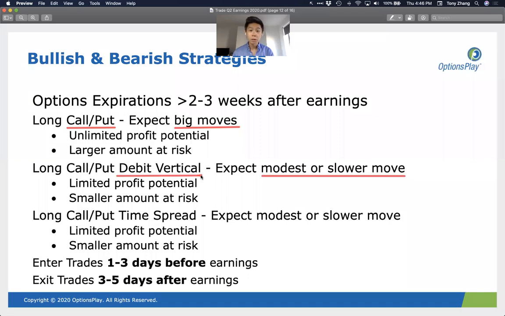And the earnings play that Michael used last week, which was a time spread on Morgan Stanley, he used a calendar spread on Morgan Stanley. This is really a strategy that also works when you expect more of a modest or slower move. So all of these strategies are the ones that we typically look at going into an earnings announcement. Generally speaking, we try to enter these 1 to 3 days before the earnings announcement, and we usually exit them between 3 to 5 days after the earnings announcement.